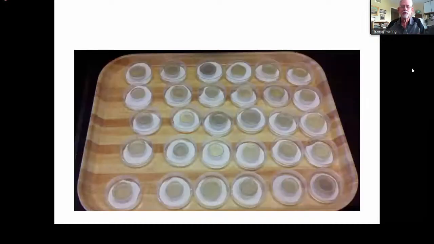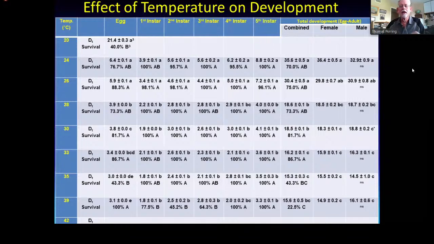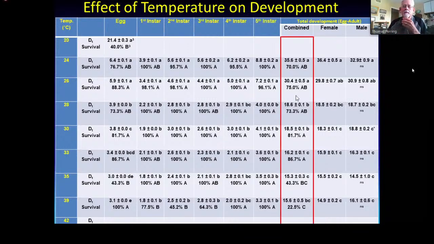Again, this is just the experimental setup. And lots of data. Tomislav would agree that these studies generate a lot of data. I'm not going to spend any time on this slide except to say the important thing that I'm going to be using is the combined total development from the egg stage all the way through the fifth instar until they become adults.